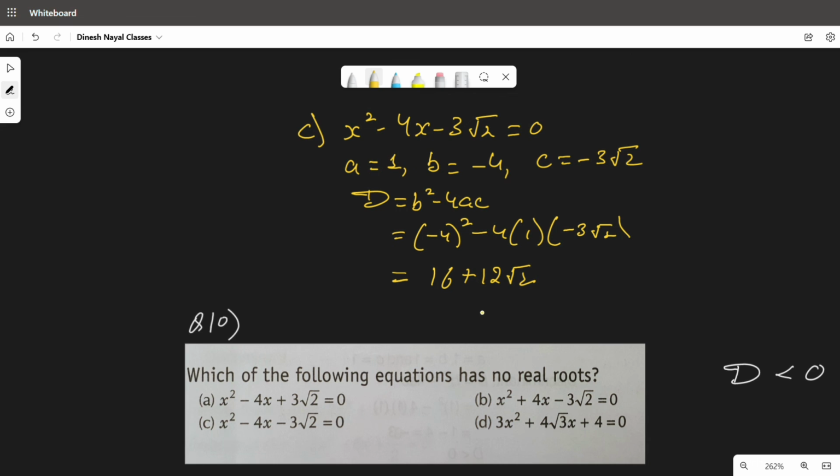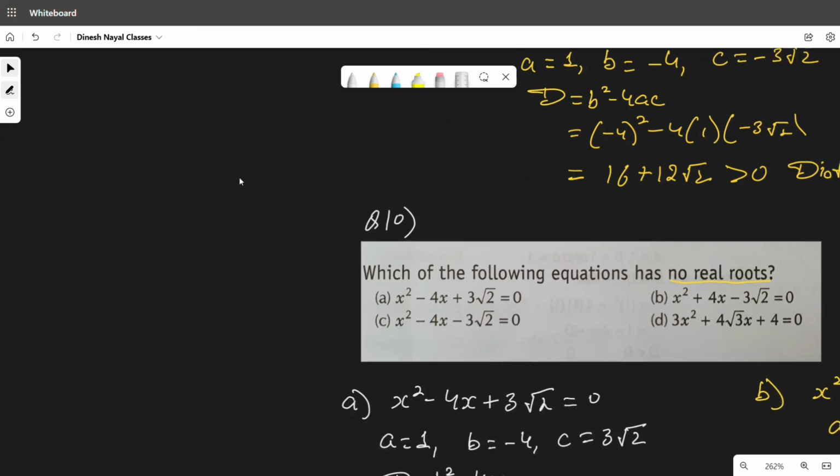So this is also clearly greater than 0. So this equation has real roots. It means real and distinct roots. Okay, now again this is not the answer because you have to find for no real roots, but we'll check for D also.